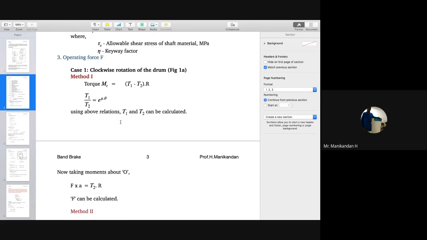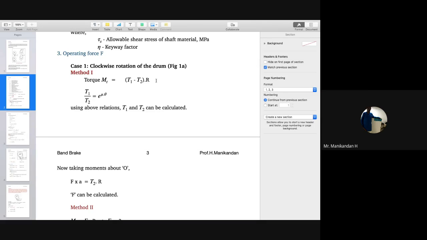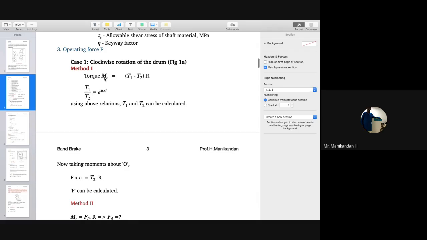Now, to find the operating force, we have two cases: clockwise rotation of the drum and counterclockwise rotation. And in those two cases, we have two methods by which we can find out the operating force. We'll see how. So method one: we know torque is equal to T1 minus T2 into radius. The difference in the tensions into radius will give you torque. And we know already T1 by T2 equals e power mu theta, from which these two equations we can calculate T1 and T2. This is applicable when the torque is already given in the question.